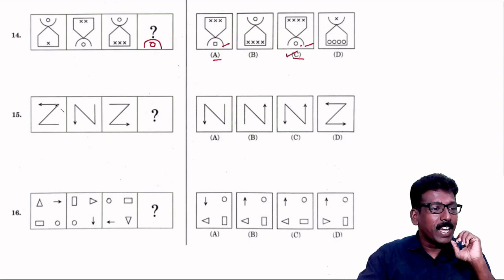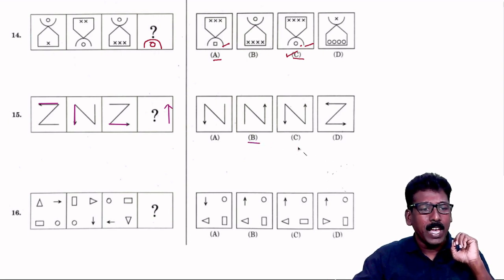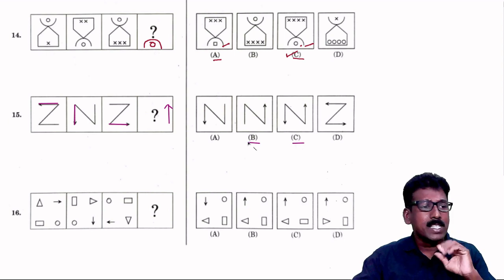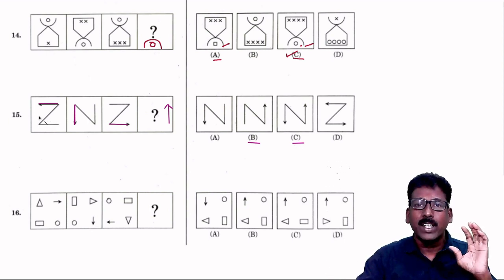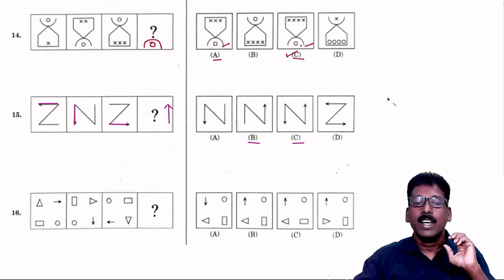Here you can see a Z having one arrow mark in this direction. Now the next figure it is downward direction. Next here in this direction. Now definitely it should be in upward direction. Now in upward direction B and C are there. But you can see here the arrow mark is only on one side. Here C has arrow marks on both sides, so B will be the correct option.